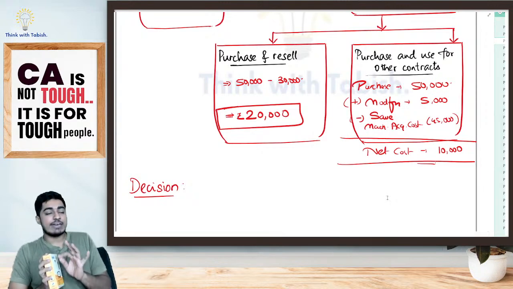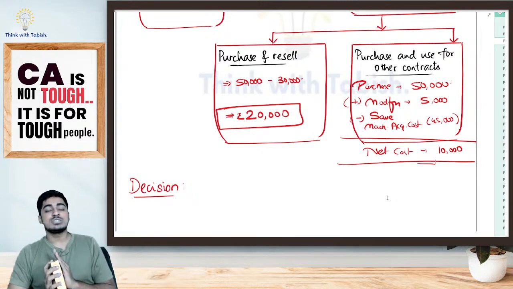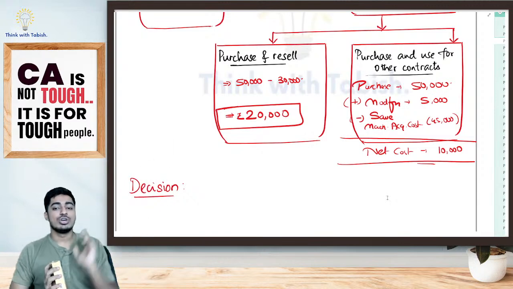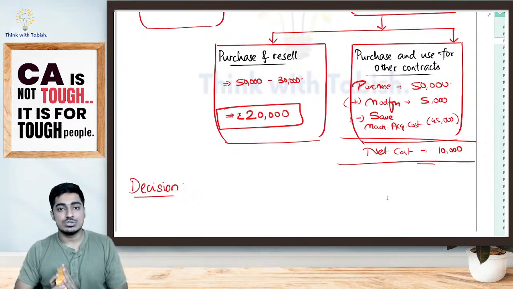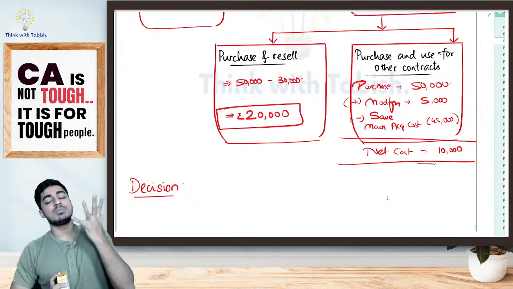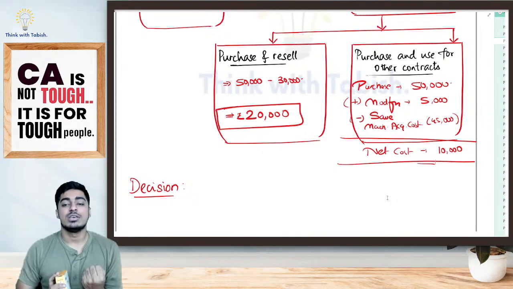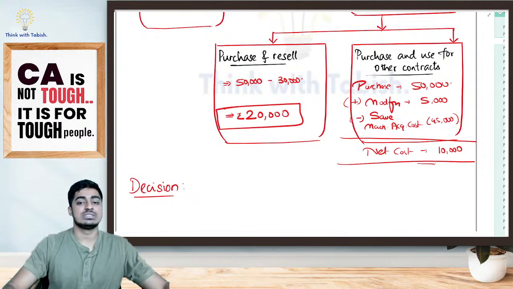Option number 1, I have to pay 15,000. Option number 2, I have to pay 20,000. Option number 3, I have to pay 10,000. Which one will I choose? Do I want to pay maximum or do I want to pay minimum? Which one will I choose, students?